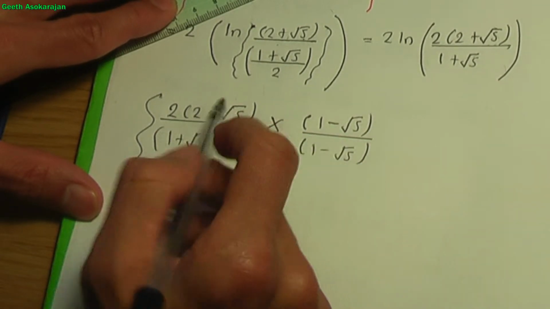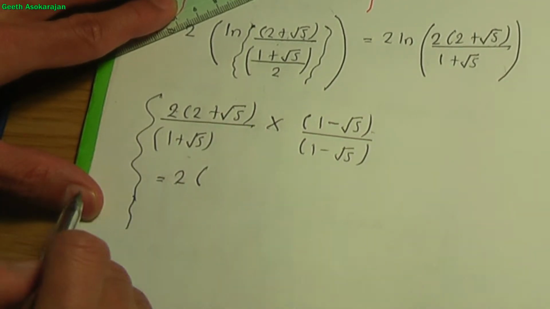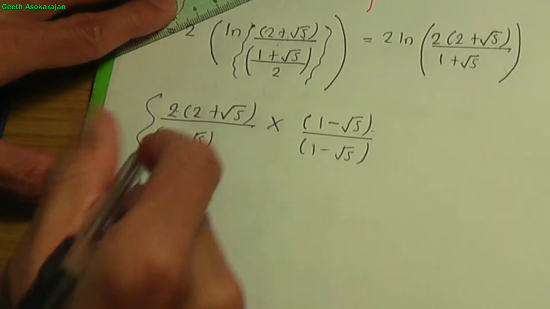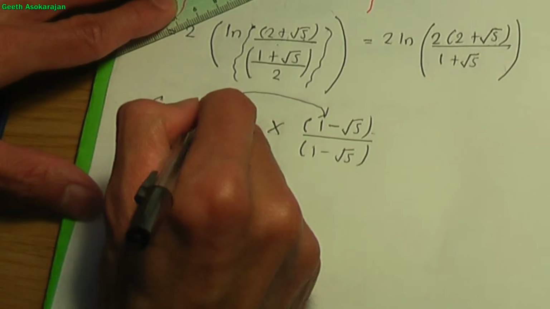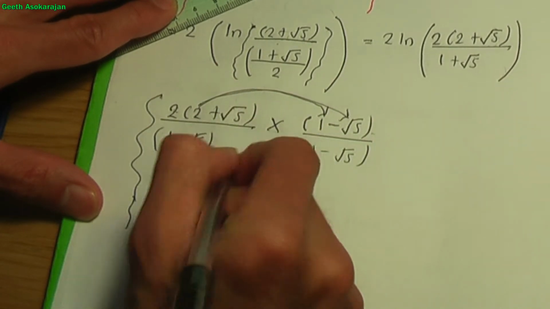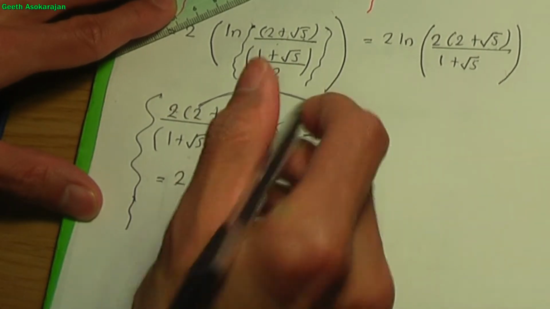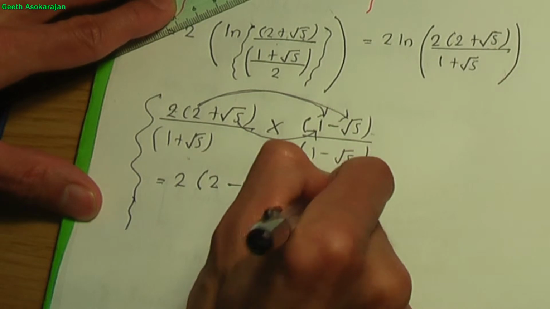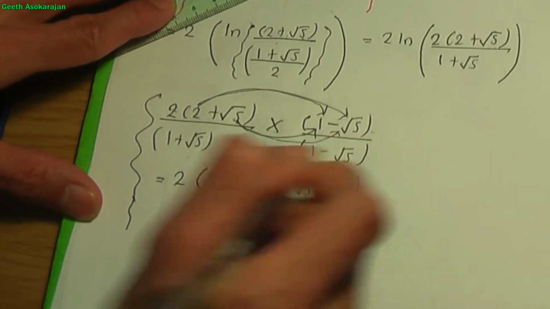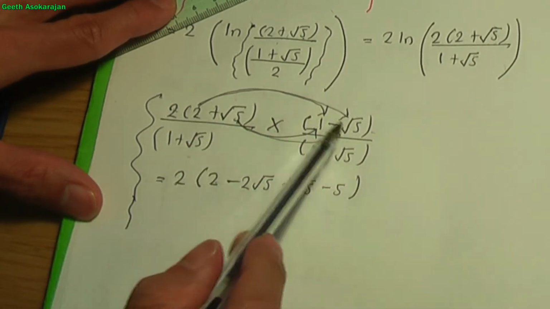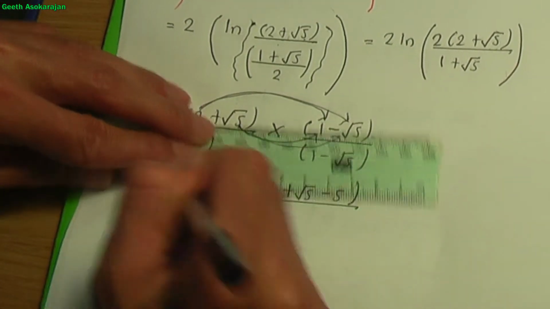So let's multiply. In the numerator, let me leave this 2 as it is. 2 times the 1 is 2. 2 times minus root 5 is minus 2 root 5. Root 5 times 1 is root 5. And root 5 times minus root 5 is minus 5. So that is what you have when you expand these two brackets, leaving the 2 here.